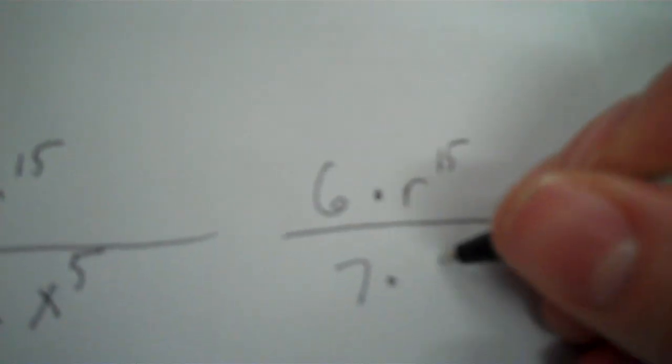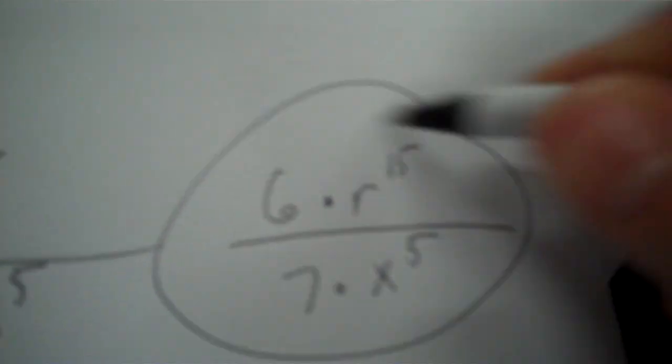So those two both stay. And those two both stay on the bottom. Okay, 6 to the 1st is 6 times the variable r to the 15th power. Then 7 to the 1st is 7 times x to the 5th.